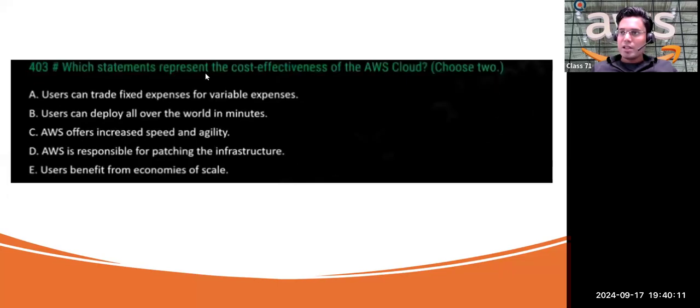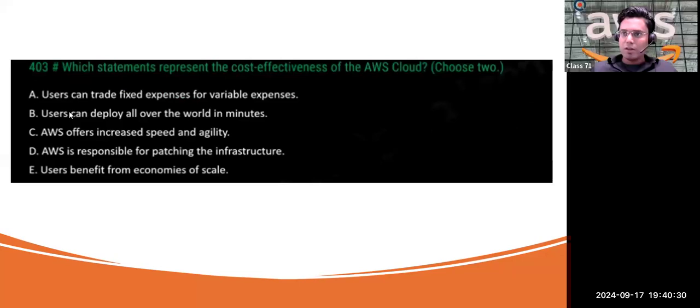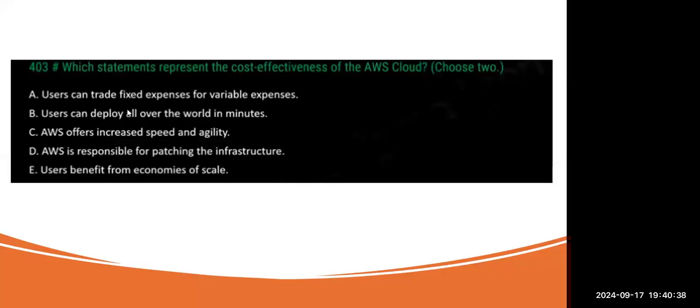Okay, which statement represents the cost effectiveness of the AWS cloud? They're talking about cost effective. I know one of them is B. Okay, you mean this one. Users can deploy all over the world. No, you are right, that's an advantage of cloud, but this is about cost effectiveness. Oh, cost effective. Okay. Yeah, that's the confusing thing.